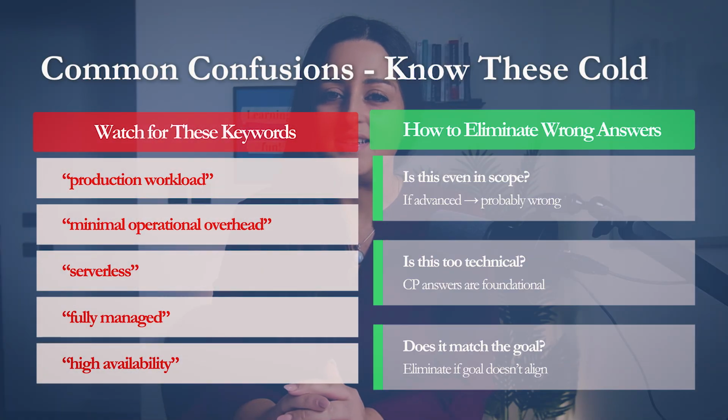Part 3, how to eliminate wrong answers. Even if you're unsure of the right answer, you can often eliminate 2 wrong ones. Ask yourself, is this service even in scope for Cloud Practitioner? Is this too advanced? And does this match the scenario's goal? If 2 answers are clearly wrong, you're now choosing between 2, which massively improves your odds.